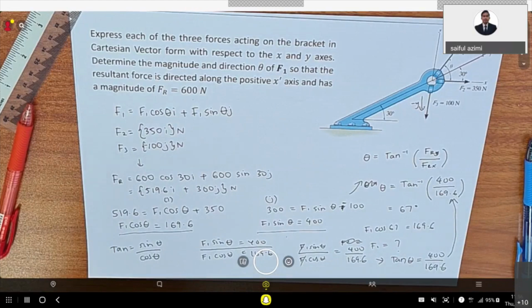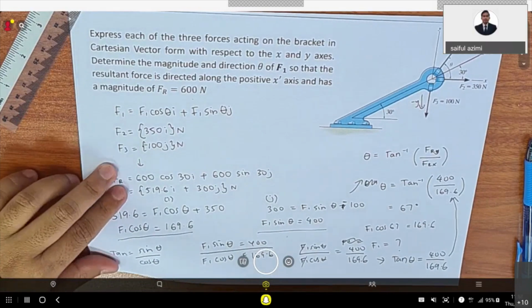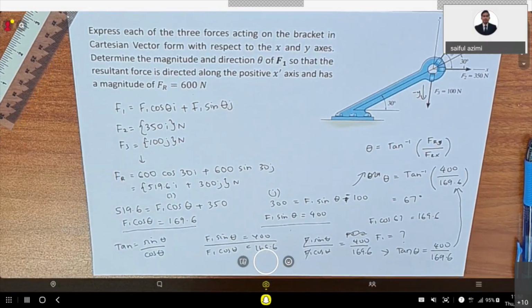Yes. All right. So right now we will take a 10 minutes break. After this, we can continue with the continuation of the Cartesian vector. So let's take a break first.